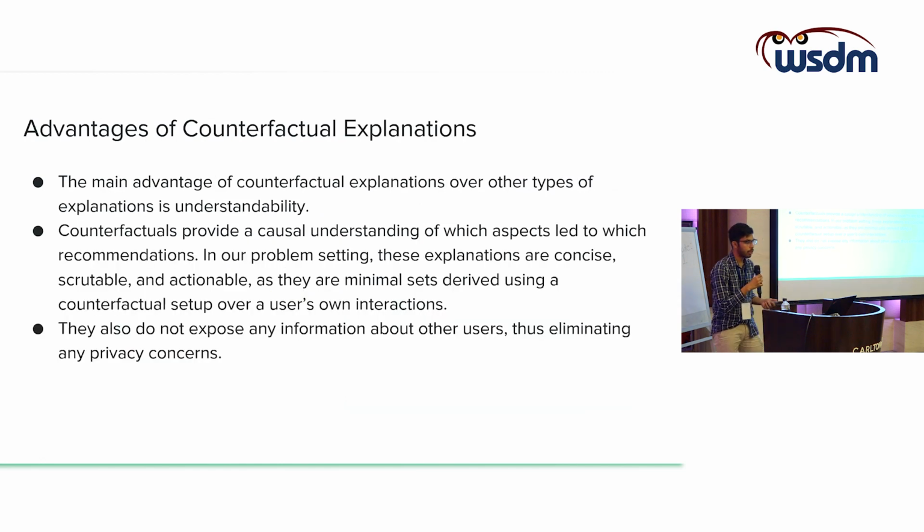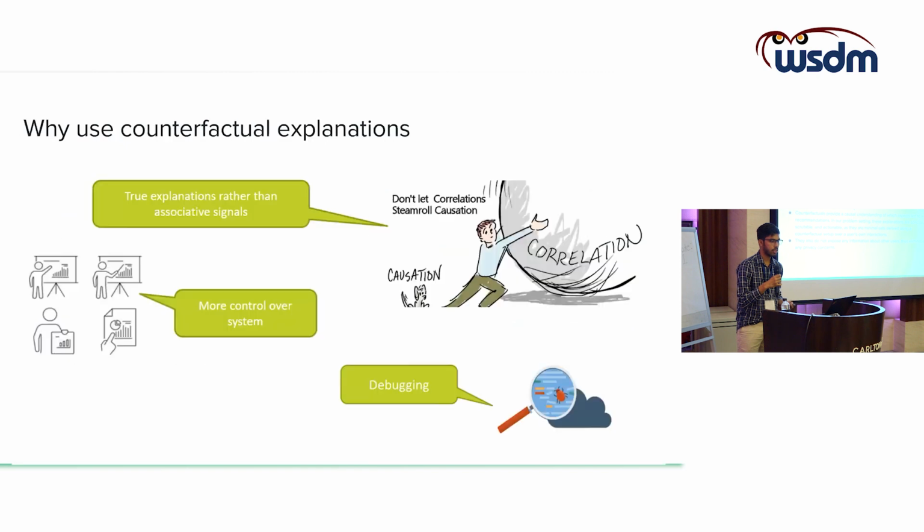The main advantages of counterfactual explanations are that they're more understandable and they provide a causal understanding of the aspects which lead to the recommendation. In our problem setting, these explanations are concise, scrutable, and actionable, as these are minimal sets. Another advantage is that they do not expose any information about other users, so they don't have any privacy concerns. This is why we should have counterfactual explanations: they provide more control over the system, the providers can debug the system better, and it's better than associative signals.